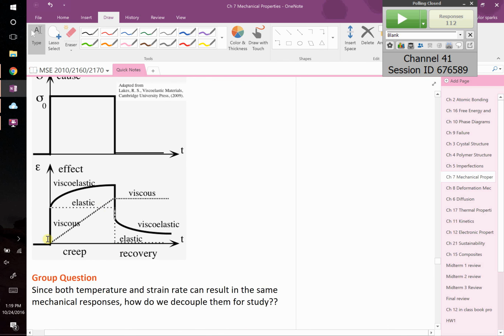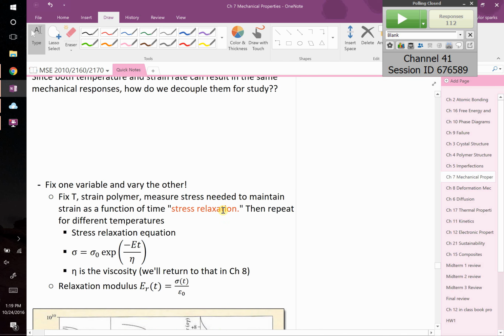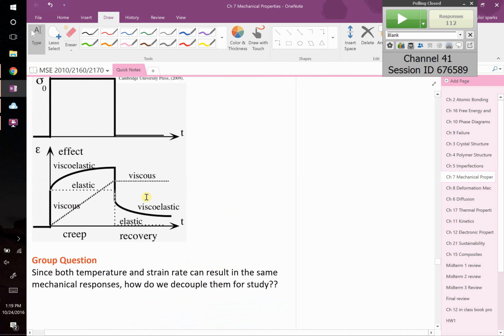Instead, there's some component that's elastic, but then it goes up and sort of asymptotes after some period of time. So there's some time associated with this viscoelastic response. And when you let it go, you get rid of your elastic component, but then it slowly bleeds off. So that is viscoelastic response. Let's talk more about that in just a second.